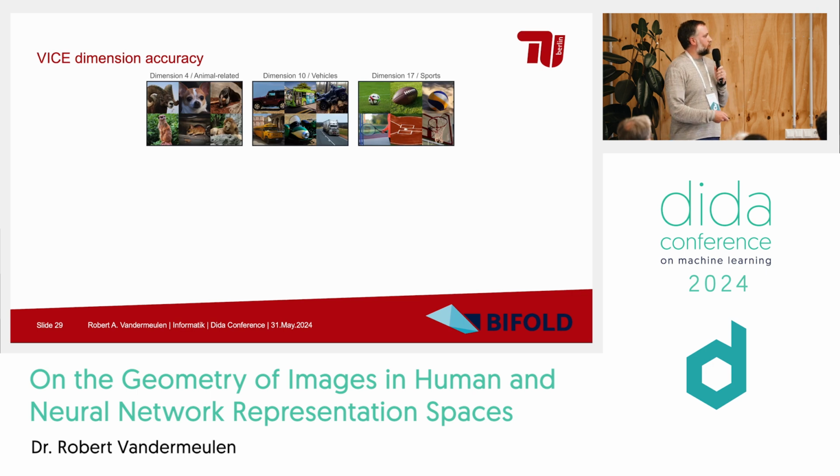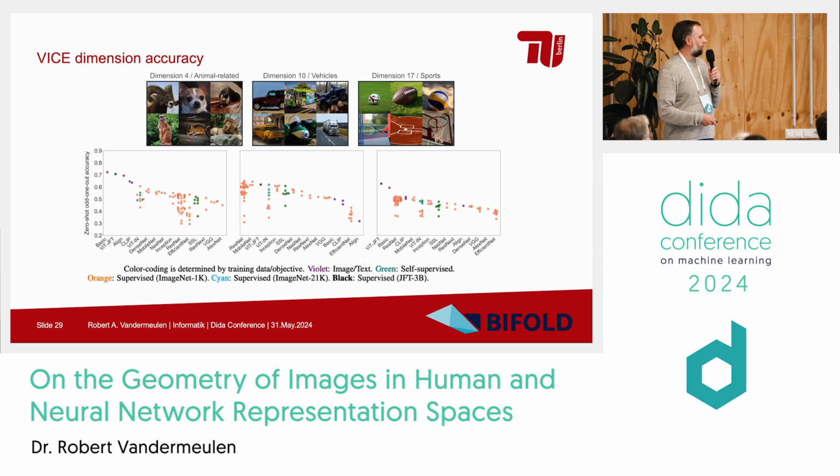So here are 4 dimensions: animal, vehicle, and sports. And here's some raw zero-shot odd-one-out accuracy. So here we see the animal dimension is better aligned than the other ones, and we see that the image text models are quite well aligned here. Self-supervised stuff is not doing so great. We see that the image text models don't really understand vehicles, and they do get sports. There's many graphs like this. It's really something you can dig into in the paper.